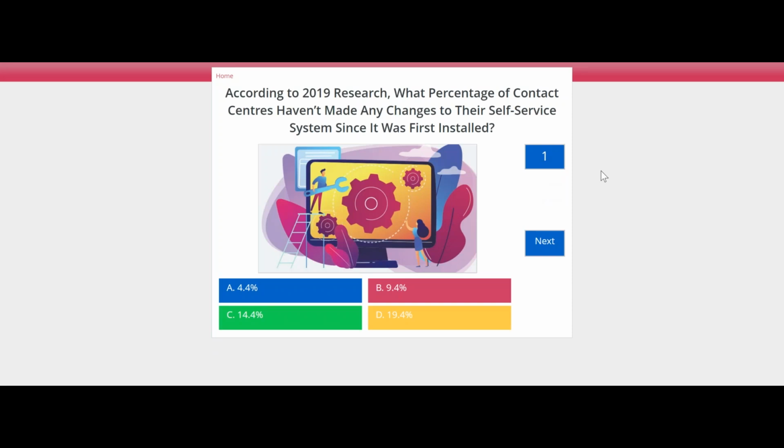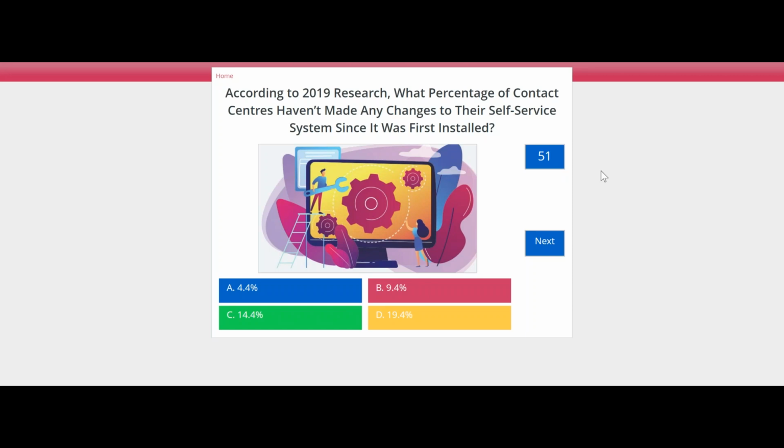Excellent stuff. So 2 more questions to go now, and this one is, according to 2019 research, what percentage of contact centers haven't made any changes to their self-service system since it was first installed? Is it A, 4.4%, B, 9.4%, C, 14.4%, or D, 19.4%?